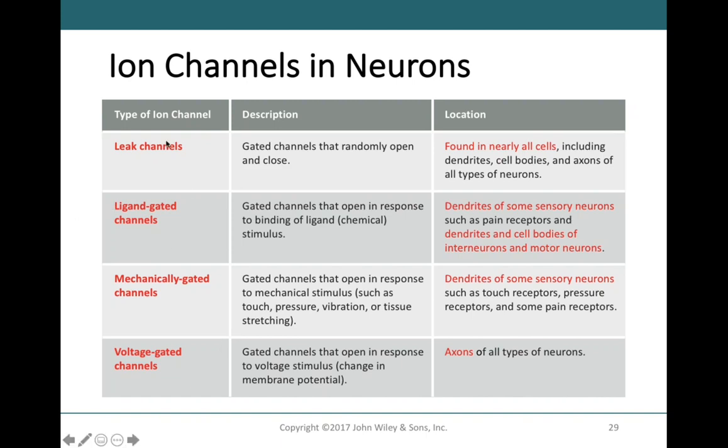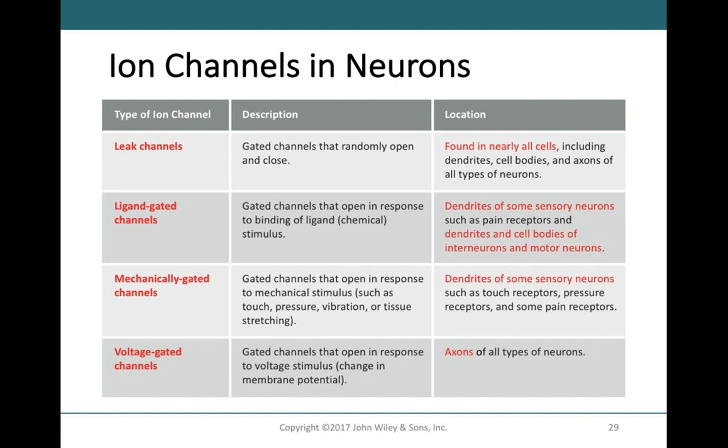So just one more review, we have our leak channels. These are our passive channels, so these may or may not be gated, and we will see these very commonly found throughout our bodies. We see these all over our different neurons in the dendrites, cell bodies, axons, and so forth. But remember, the two that we're really going to be focusing on are the ligand-gated channels and the voltage-gated channels.